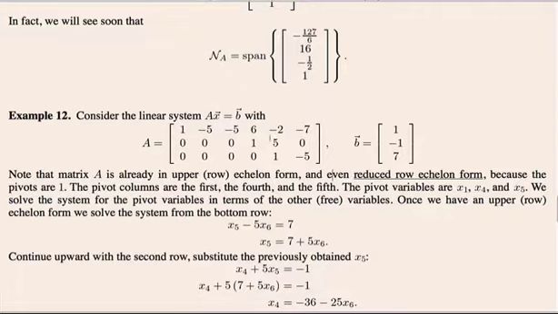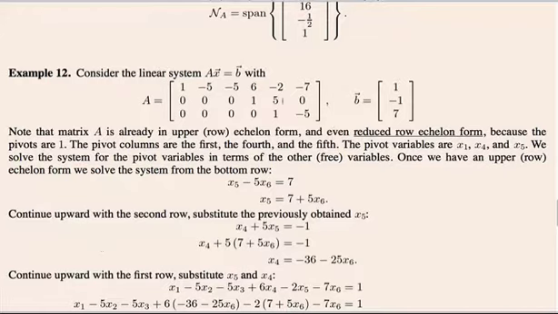So once we have this upper row echelon form, or just upper echelon form, again we solve the system from bottom to top. The third row stands for x5 minus 5x6 equals 7. And this is easily solved for x5, 7 plus 5x6. Then we continue upward. The second row is x4 plus 5x5 equals minus 1. We already know what x5 is in terms of the free variable x6, so we plug this into it, and then we can solve x4 in terms of the x6 variable.